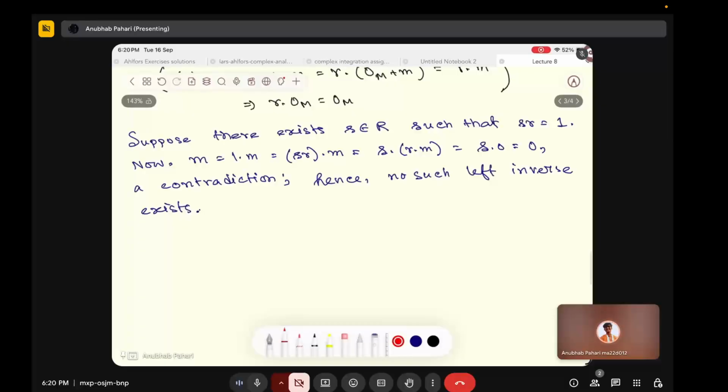So for the next problem, we will be dealing with a particular subset of a module, and we have to show that this is a submodule.